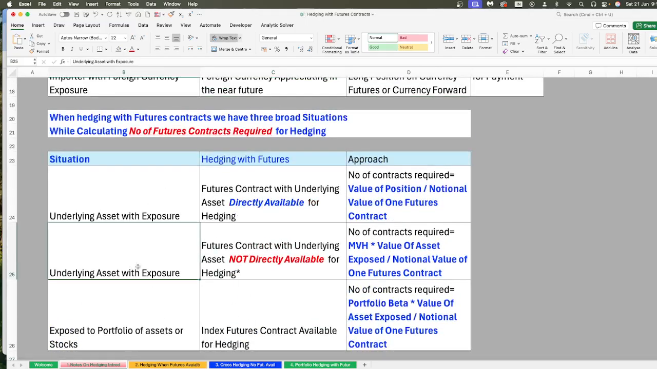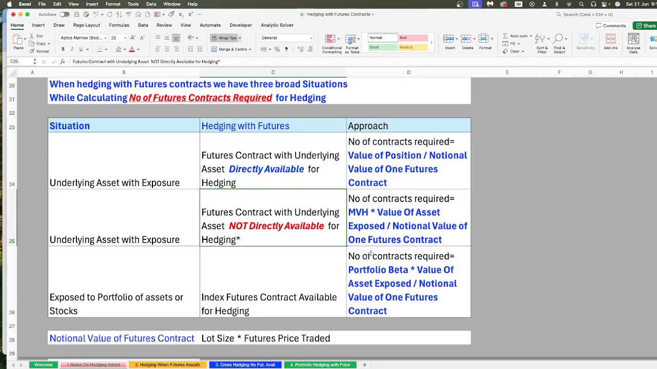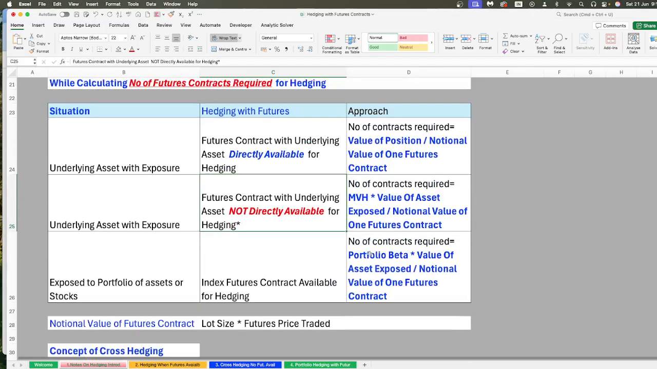Let's say the underlying asset where you have exposure does not have any direct futures contract available in the exchange. So how are you going to do this? That's our main discussion today. You have to calculate the minimum variance hedge ratio multiplied by the value of the asset exposed, divided by the notional value of the contract. We're going to discuss that.